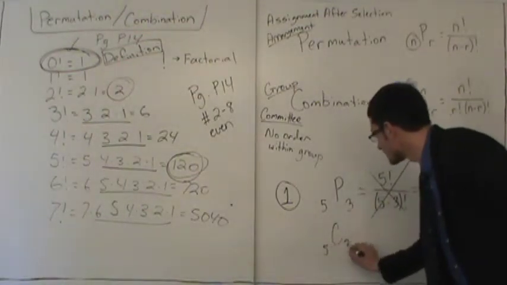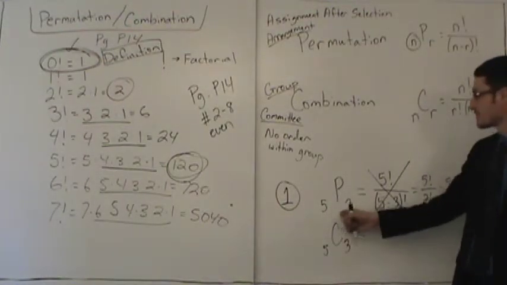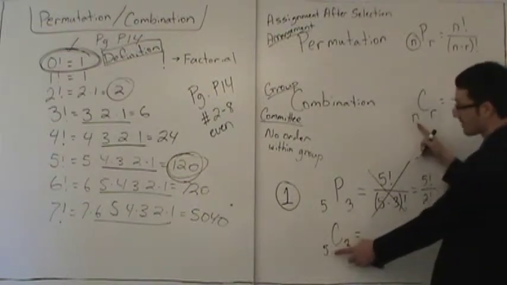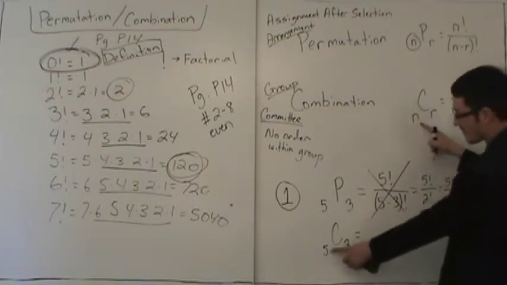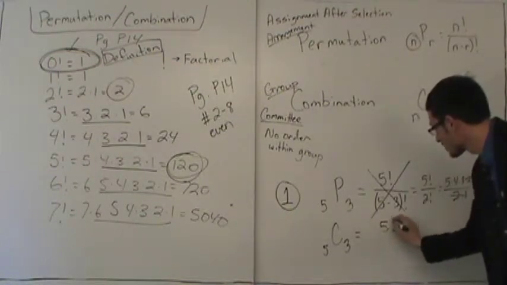Before we go on to the next question, let's look at combination 5 choose 3. I want to compare combination 5 choose 3 with permutation 5 choose 3. Our combination formula is a little different but very similar. Notice, what is our n? N is 5. What is r? R is 3. Where does the n go? Our 5 is n. This goes on top, so we write 5 factorial on top.